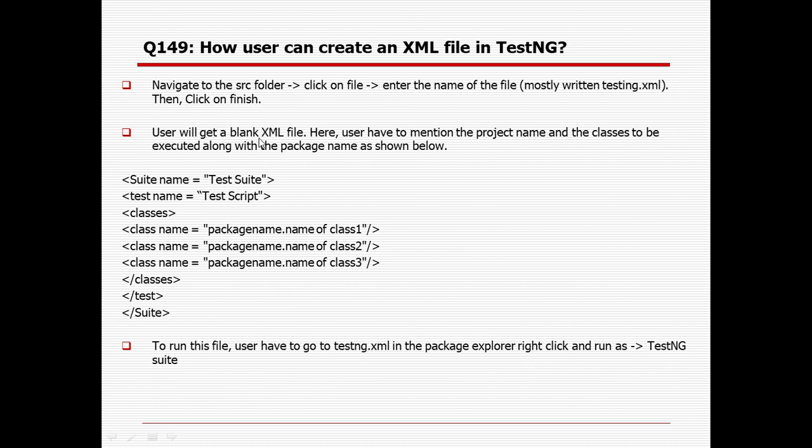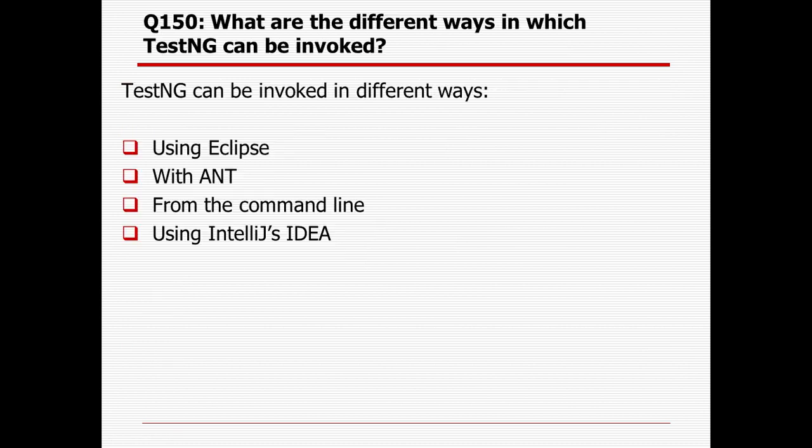After finishing, you will get a blank XML file where you need to mention the project name and the classes to be executed along with the package names, as shown below. First you give the suite name, the test name, and the classes. The classes will be package name dot class name, and in case multiple packages are there, package1.class1, package2.class2, package3.class3, like that. Then you close the classes tag, the test tag and the suite tag. To run this file, go to testng.xml in the package explorer and click Run As TestNG Suite. That's how you can run it using the testng XML file.